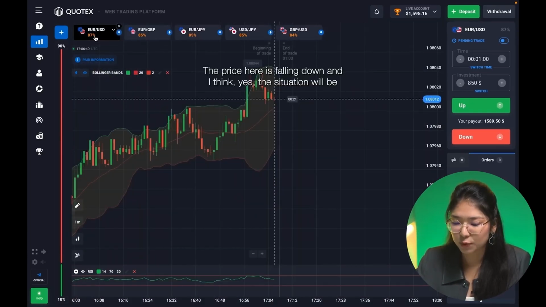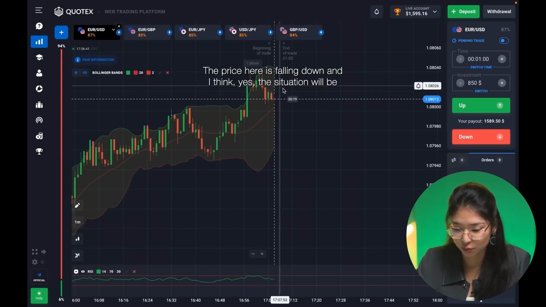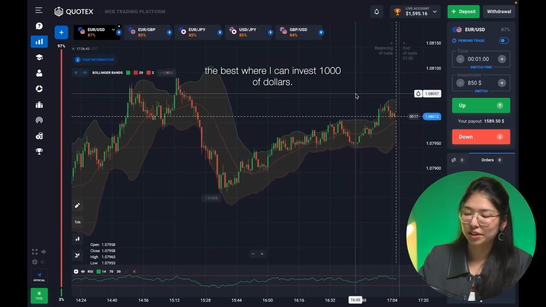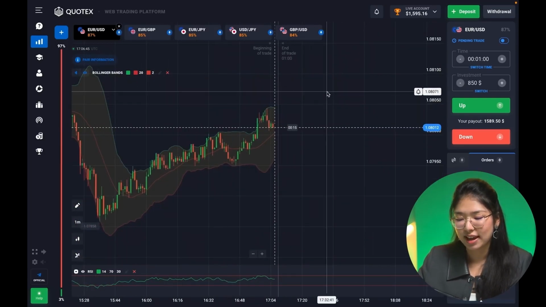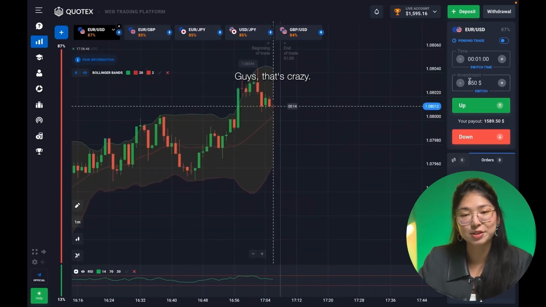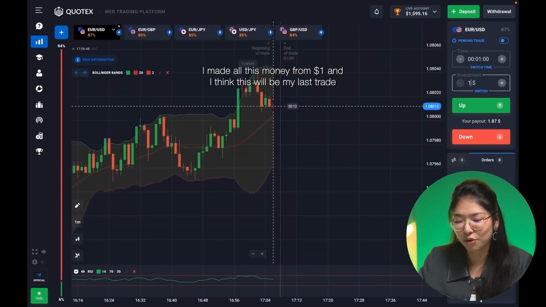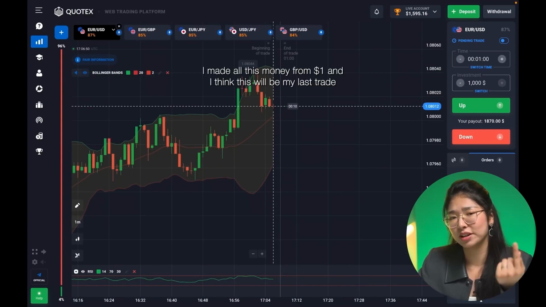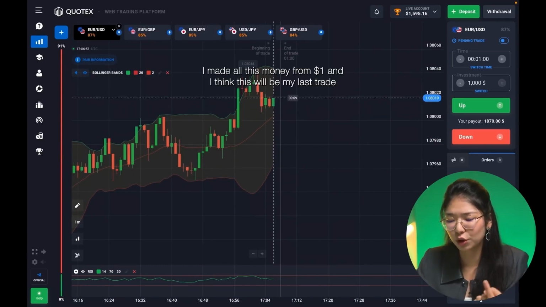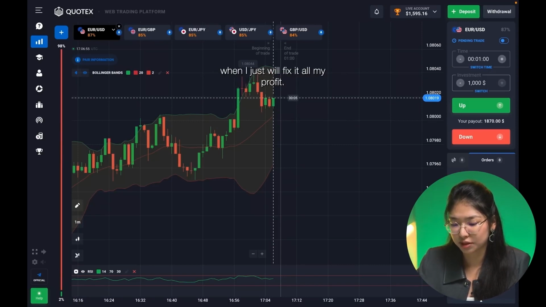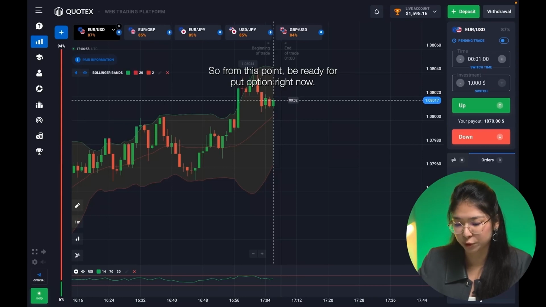The price here is falling down, and I think yes, the situation will be the best where I can invest $1,000. And guys, that's crazy. I made all this money from $1, guys. $1, and I think it will be my last trade when I will just fix all my profit. So from this point, be ready for put option right now.